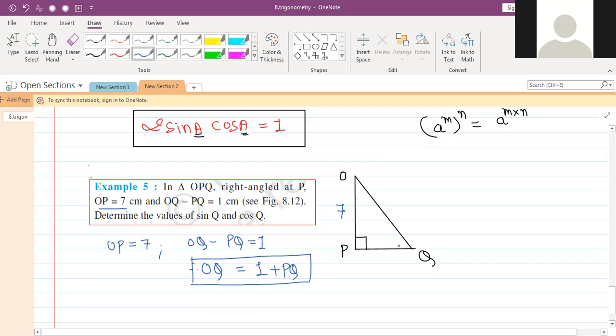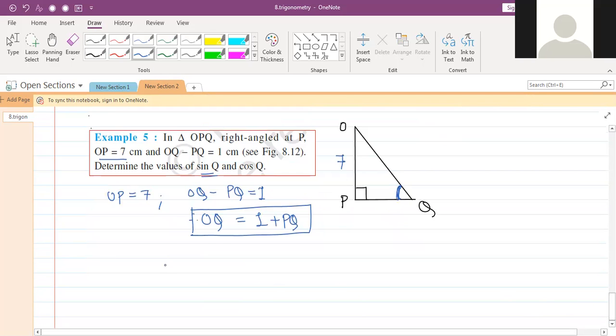And now we can use the Pythagoras theorem to find these two values, because here we can find sine Q and cos Q for this angle Q. That means if we find sine Q and cos Q, we need the values of these two sides, hypotenuse and perpendicular. So now we can use the Pythagoras theorem in this triangle. OQ is the hypotenuse, so OQ square is equal to OP square plus PQ square, and now we put in the values. OQ means 1 plus PQ whole square. OP is given as 7, so here I can write 7 square plus PQ square.